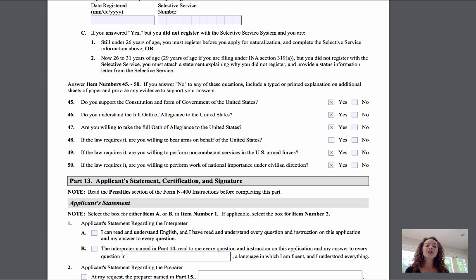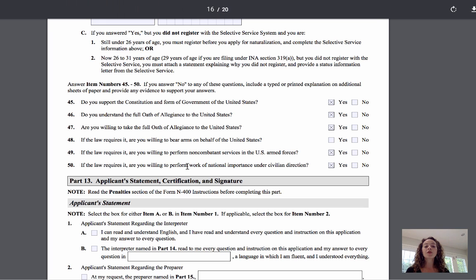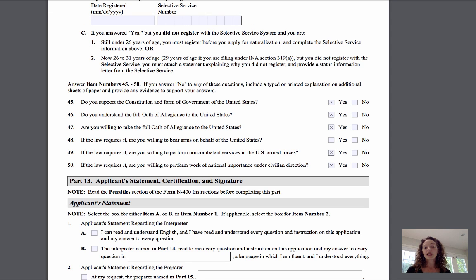Number 49, if the law requires it, are you willing to perform non-combatant services to the U.S. Armed Forces? Non-combatant services means not in combat, basically. Okay. If the law requires it, are you willing to perform work of national importance under civilian direction? And you want to check yes in that box as well.